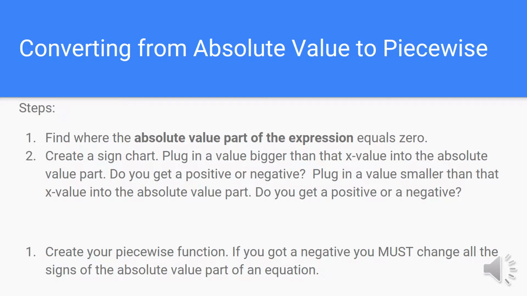So we're going to learn how to convert between absolute value and piecewise functions. So we're going to find where the absolute value part of the expression is equal to 0, and then we're going to create a sign chart or a number line. We're going to plug in a value bigger than the x value we solved for in number 1, and we're going to plug in a smaller value and see if it's positive or negative. Depending on whether it's positive or negative, decides whether our slope is going to be positive or negative. Keep in mind that the absolute value graph has a positive slope going upwards and a negative slope coming downwards. So in essence, it's two lines meeting at a vertex.